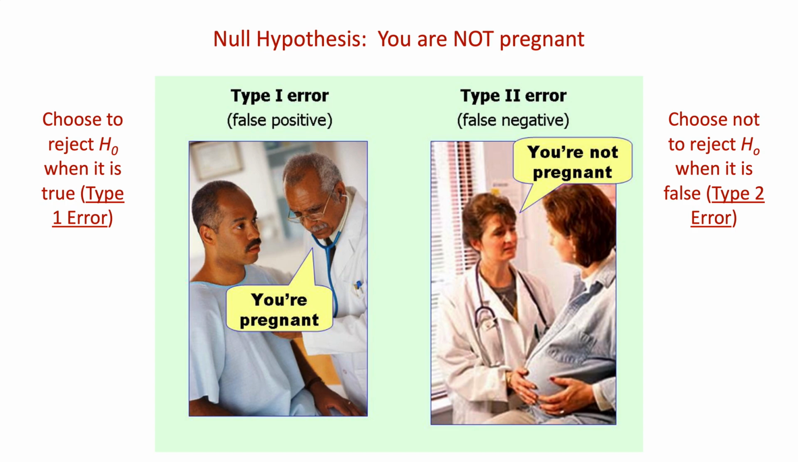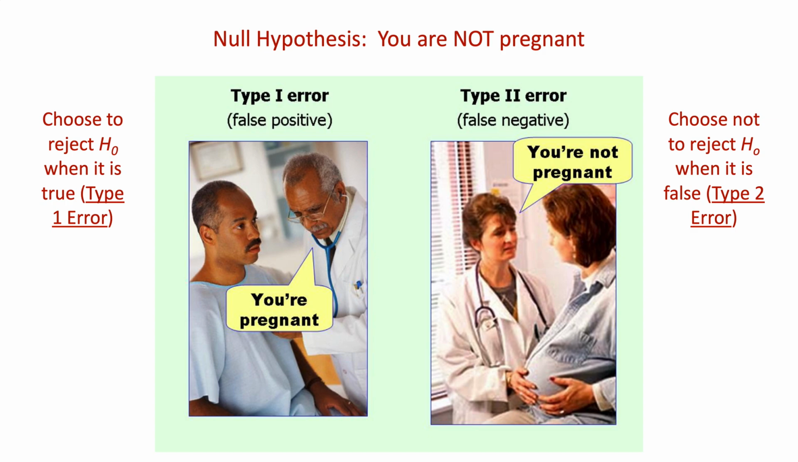So in the second one, you have a woman who looks obviously pregnant, and the doctor looks at her and says, no, you're not pregnant, okay? So that's a false negative. So a type 1 error is a false positive error, right? Positive because it's true, but then he chooses not to reject it, okay?